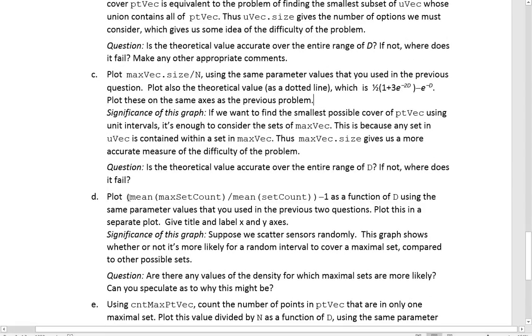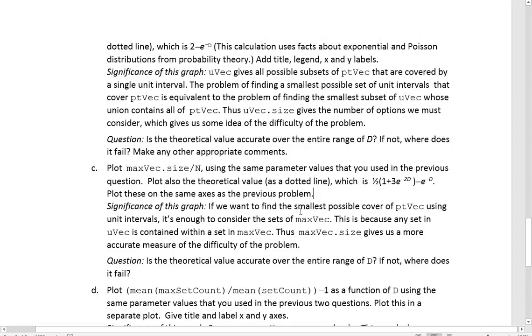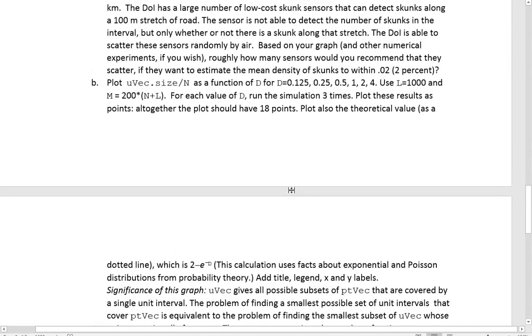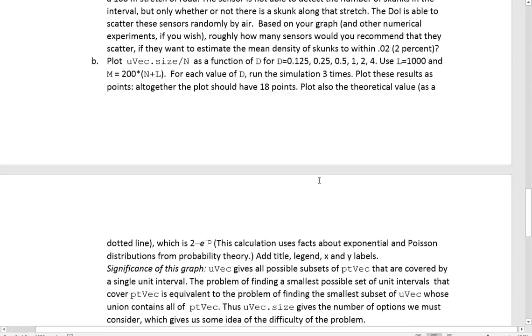All right, so next one, I want to plot the mean of max set count over the mean of set count and subtract 1. And that's a function of d. And I want to use the same parameter values that you used in the 2 previous questions. So you're going to get one series, one color, but you're going to get 5 values. I think it was 5 values, right? Did I say 5 values? Oh, 3 values. You're going to get 3 values for each value of d.